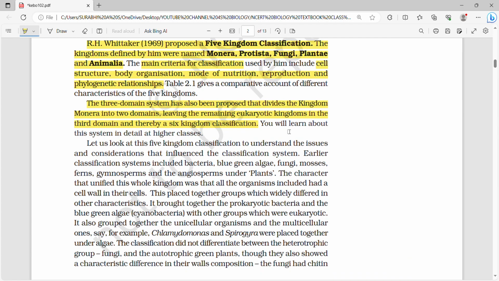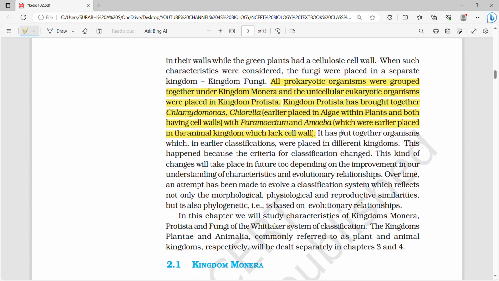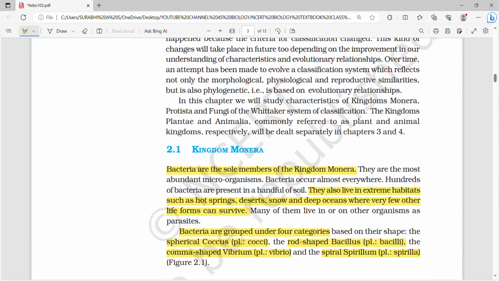And the three domain system has also been proposed, that divides the kingdom Monera into two domains, leaving the remaining eukaryotic kingdoms in the third domain, and thereby there is also a six kingdom classification, where only Monera is divided into two kingdoms, the rest are all the same. So this is all about the classification. All prokaryotic organisms were grouped together under kingdom Monera, and the unicellular eukaryotic organisms were placed in kingdom Protista. And kingdom Protista also includes Chlorella, Chlamydomonas, and also Paramecium and amoeba. So this is the classification.